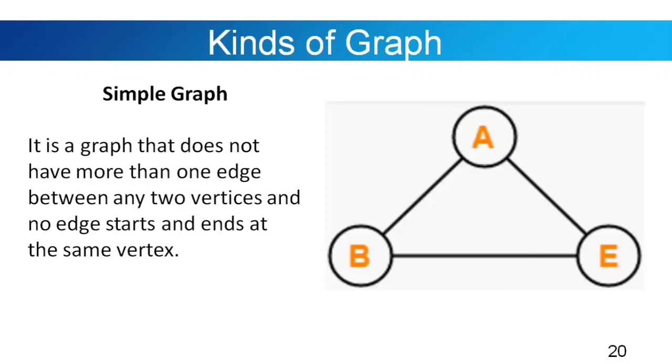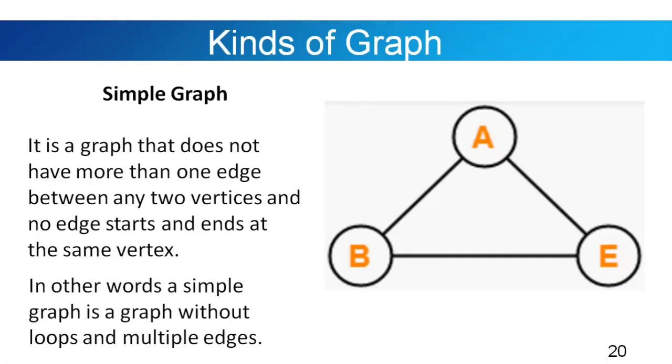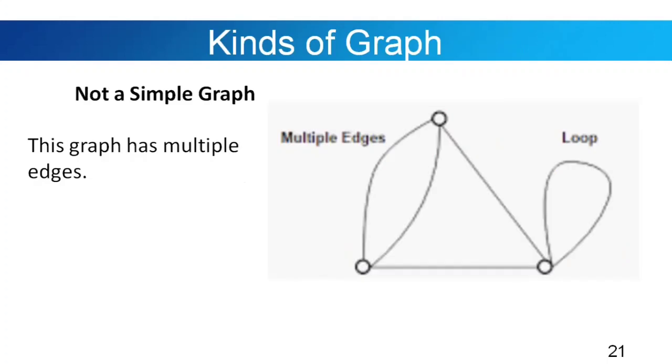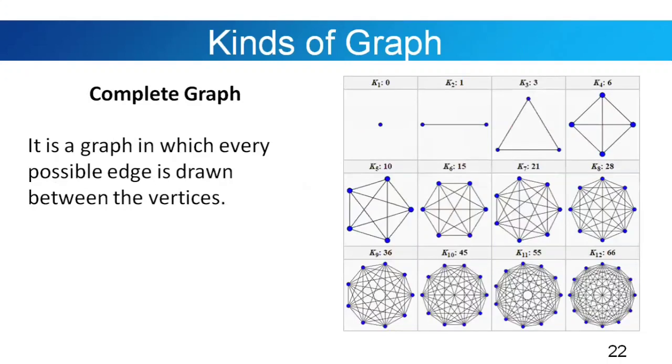Simple graph. It is a graph that does not have more than one edge between any two vertices and no edge starts and ends at the same vertex. As you can see on the picture, each of the vertices there shares only one common edge attached to them. In other words, a simple graph is a graph without loops and multiple edges. This graph has multiple edges. It also has a loop. That's why it's called not a simple graph.